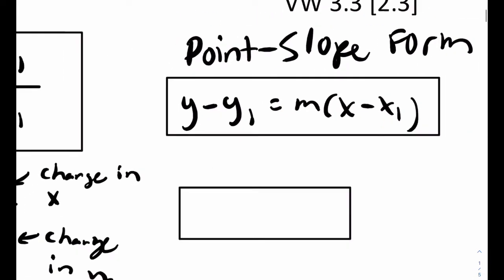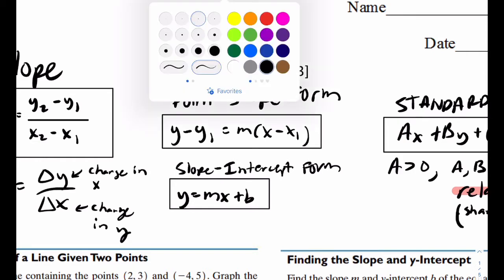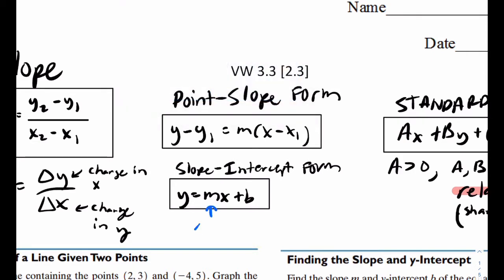And for the final box, we have, of course, our tried and true slope-intercept form. y equals mx plus b. Remember that m is your slope, b is your y-intercept.